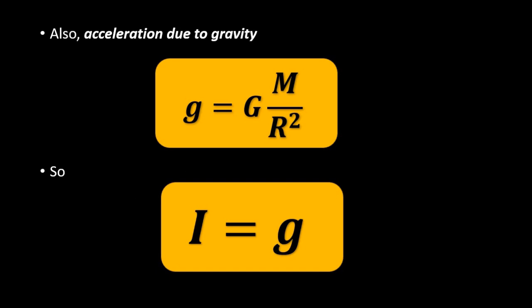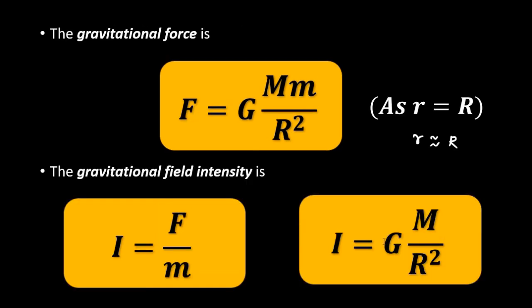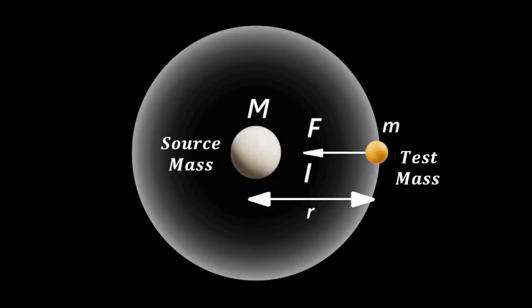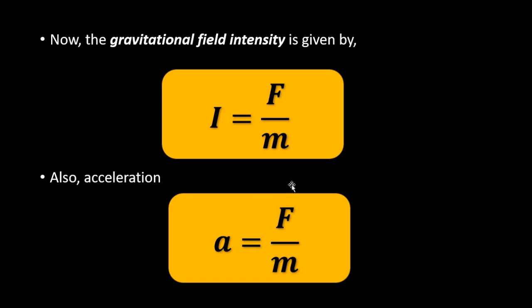So here, as we discussed, both these expressions are the same for gravitational field intensity on the surface of the Earth and acceleration due to gravity. So on or very close to Earth's surface, Earth's gravitational field intensity is equal to acceleration due to gravity. As we discussed in the previous video also, gravitational field intensity is nothing but the acceleration with which a free test mass will move towards the source mass.